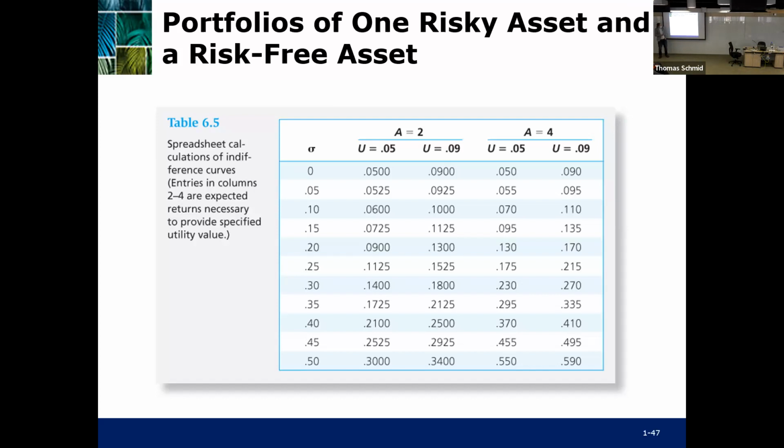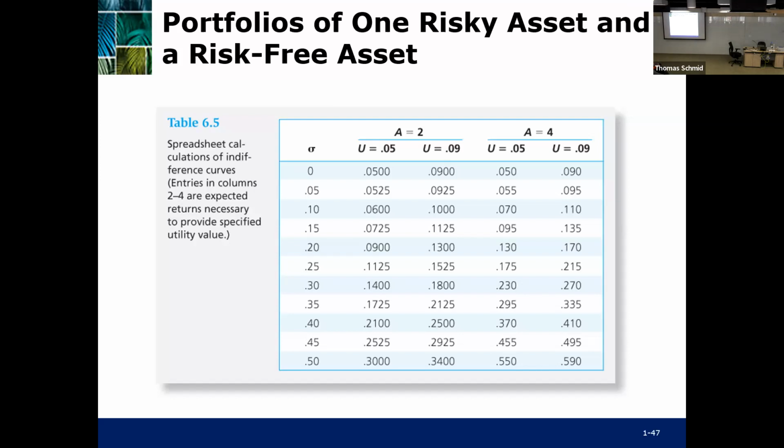So if the same investor wants to achieve a higher utility of 0.09, we can do the same exercise, and obviously, then for every level of risk, this investor needs to have a higher expected return. Right? That would give him or her a higher utility. We can do the same thing for a second investor with a higher level of risk aversion. Same approach. And then there are some things that are interesting to see.